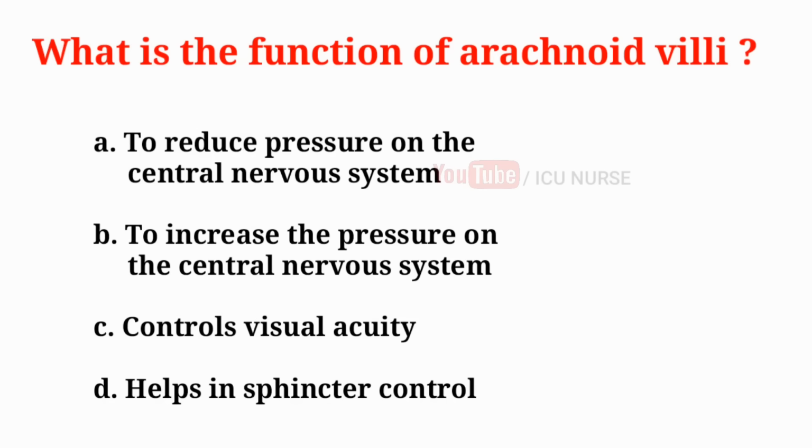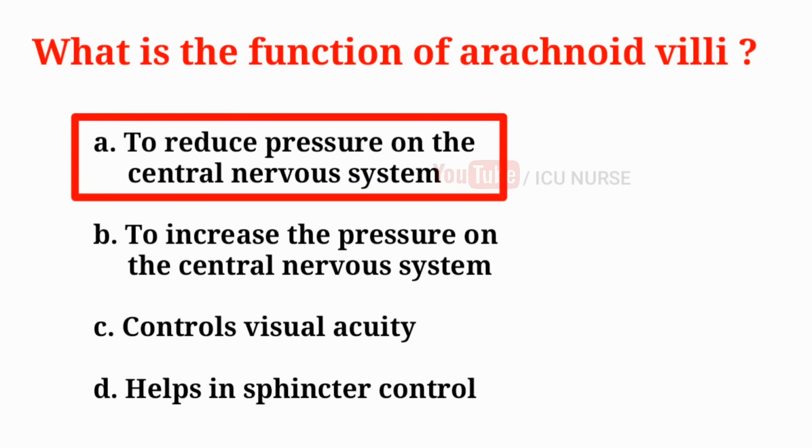What is the function of arachnoid villi? A. To reduce pressure on the central nervous system, B. To increase the pressure on the central nervous system, C. Controls visual acuity, D. Helps in sphincter control. And the correct answer is A. To reduce pressure on the central nervous system.